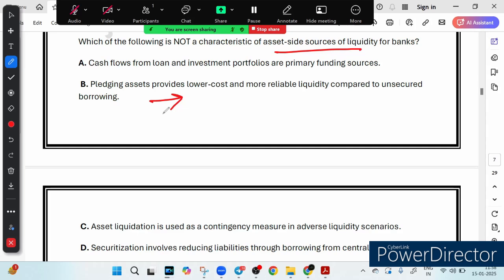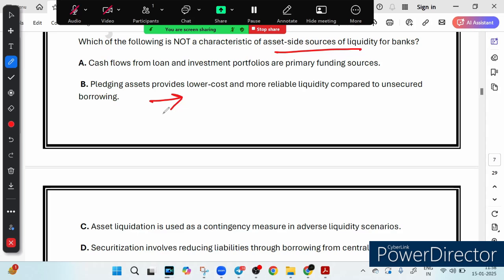Sorry friends. Option D says that securitization involves reducing liability through borrowing from central bank. This is incorrect. So imagine you have a collection of assets, say jewelry, stock and rental property. Your rental income, that is option A, is your steady financing source, isn't it? Then if you need a loan, you can use your asset as collateral for lower interest rate. Option B says the same. In emergency, you might sell your jewelry or stock for quick cash. Option C says the same. But borrowing from a bank based on these assets is not the same as securitization. That's like converting your rental property into shares and selling them to investors to raise funds.